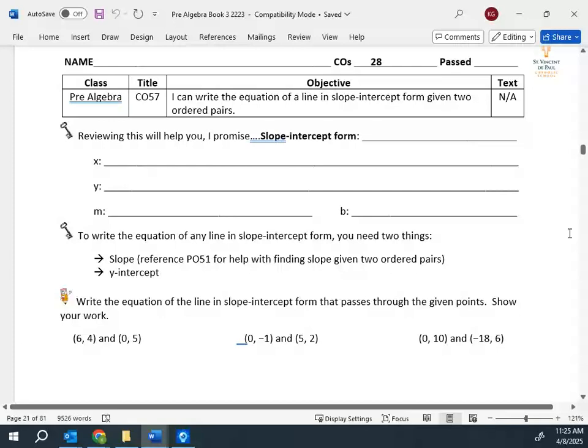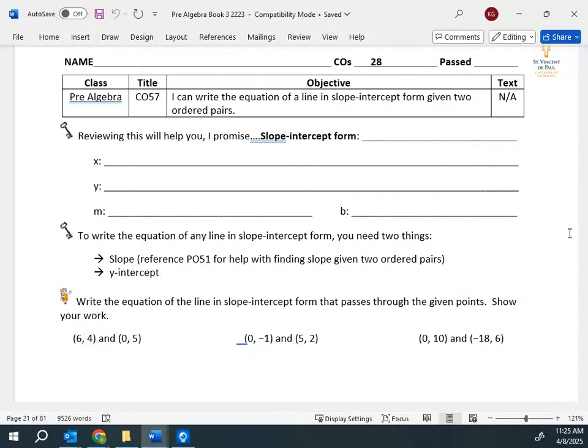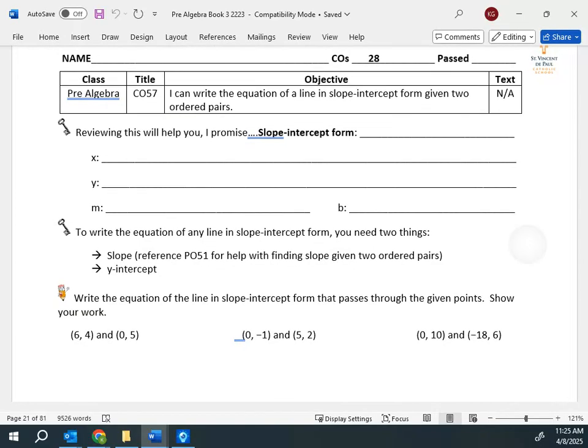Good morning. Today we are continuing on with slope-intercept form. We are doing Co57: I can write the equation of a line in slope-intercept form given two ordered pairs. So keep adding on to what we're doing with this slope-intercept form.